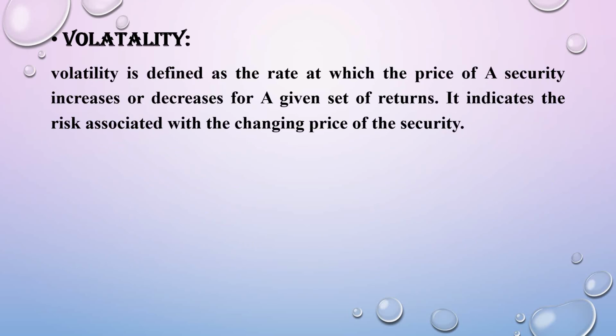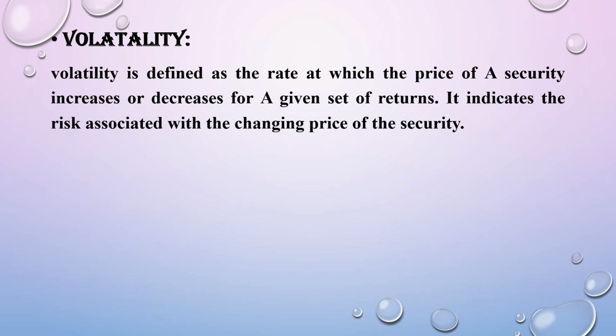Next one is volatility. We will be hearing about volatility in the stock market, volatility in the price. So, what is this volatility? It is basically defined as the rate at which the price of a security increases or decreases for a given set of returns. It indicates the risk associated with the changing price of the securities. So volatility is nothing but a risk associated with changing price.